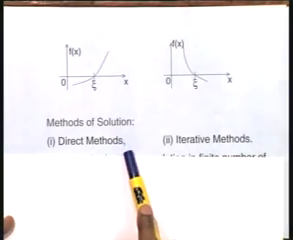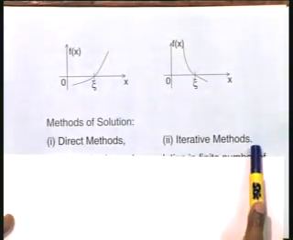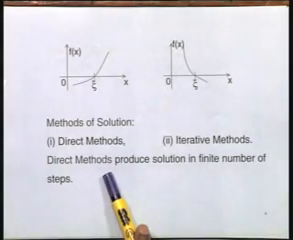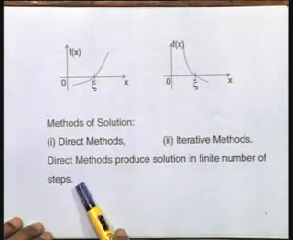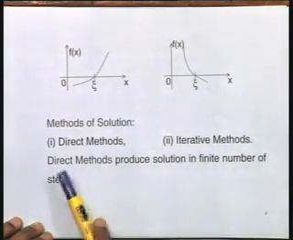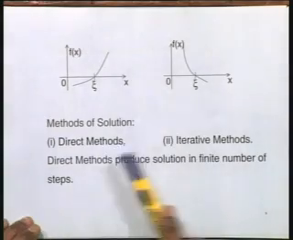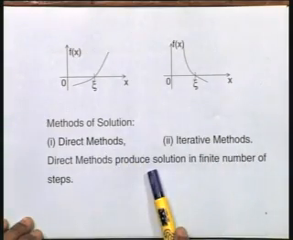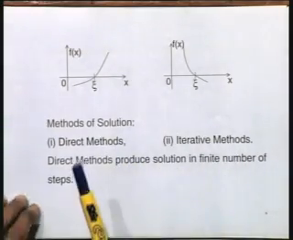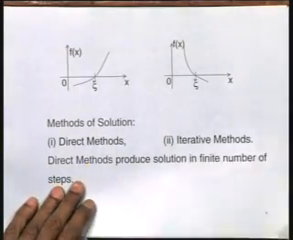Now in the methods for finding simple roots or multiple roots, there are two types of methods. One is called the direct method, the other is the iterative method. The direct methods produce solution in a finite number of steps. So we are now trying to distinguish the direct method and the iterative method. Let us take a very simple example for that.